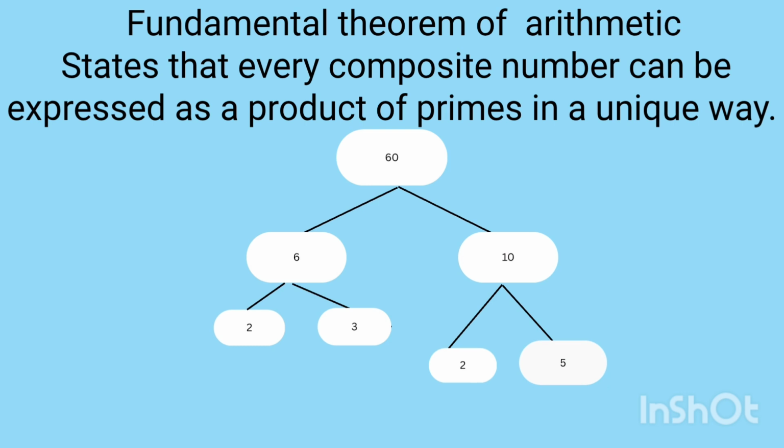Here you can see we have factorized 60. So 6 and 10 are two factors where 6 can be written as 2 multiplied by 3 and 10 can be written as 2 multiplied by 5.